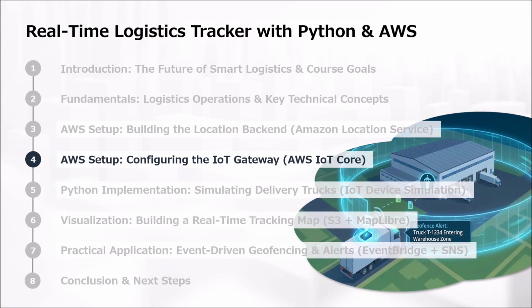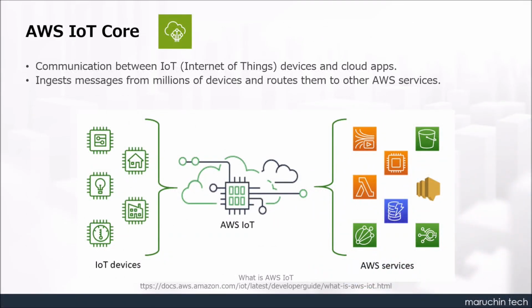Let's move on to section 4. In this section, we'll set up AWS IoT Core. IoT Core is a managed cloud service that enables secure and scalable communication between IoT devices and cloud applications. It uses protocols like MQTT and HTTPS to exchange messages within a strictly encrypted environment, significantly reducing the risk of interception. It is also fully scalable.